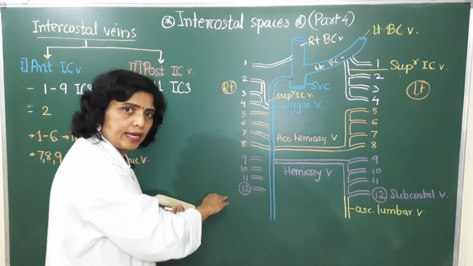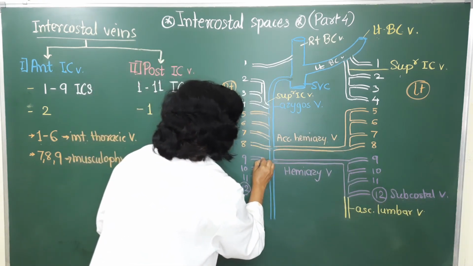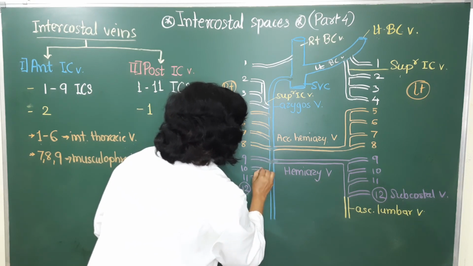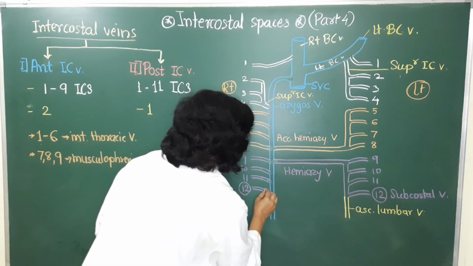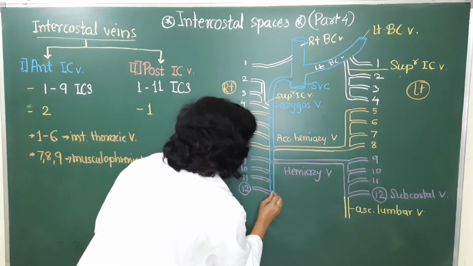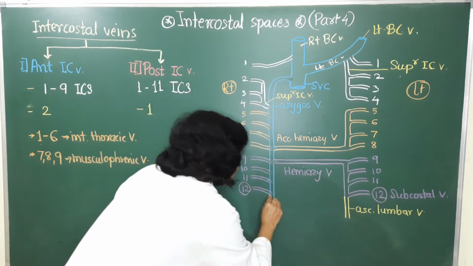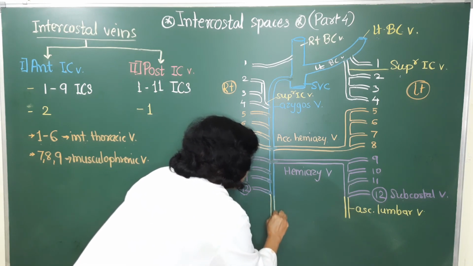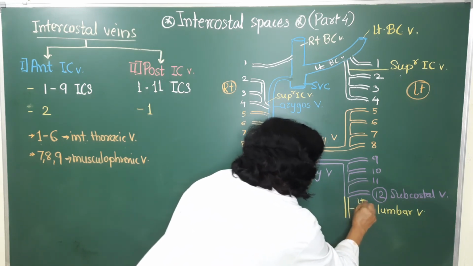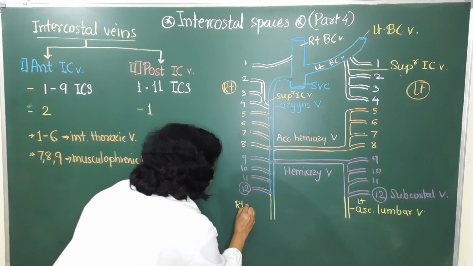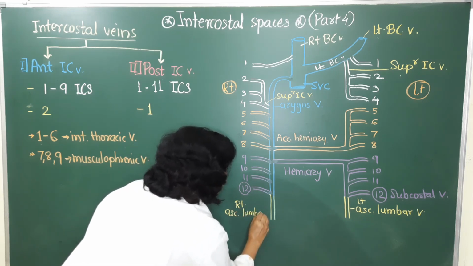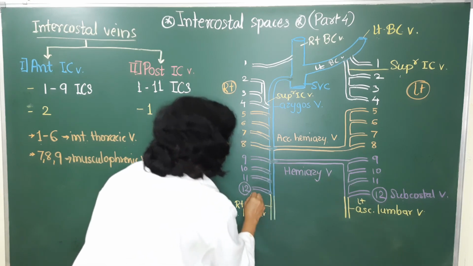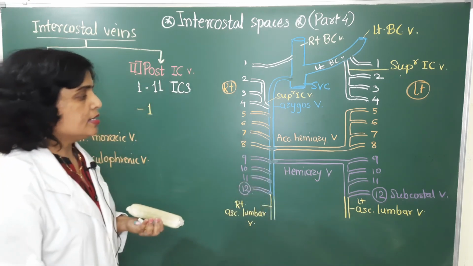Similarly, on the right side, what happens? These veins, that is 9th, 10th, 11th and the 12th. Here the 12th is subcostal. This subcostal vein unites with the right ascending lumbar vein and forms the azygous vein. These two unite to form the azygous vein.